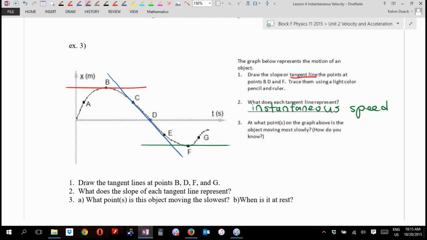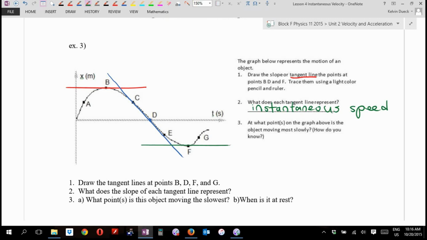At what points on the graph above is the object moving most slowly? By the way, for some reason I wrote these questions, I doubled them, and I just noticed that now, but we'll answer part B, which isn't in here. Where is this object moving the slowest? Where this object has the smallest slope. Now, first of all, where is it at rest?